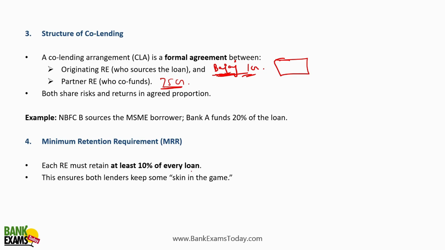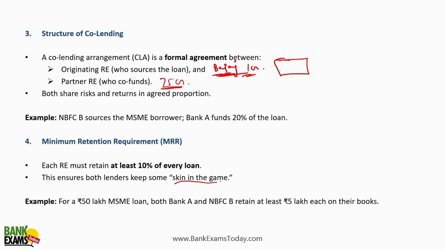This phrase is not used in the circular. I mean, just to explain the concept, I'm using it. For example, for a 50 lakh rupee loan given to an MSME, both parties, both NBFC and the bank, should retain 5 lakh rupees, which is at least 10%. So at least 10% should be the minimum retention requirement. This is an important concept.